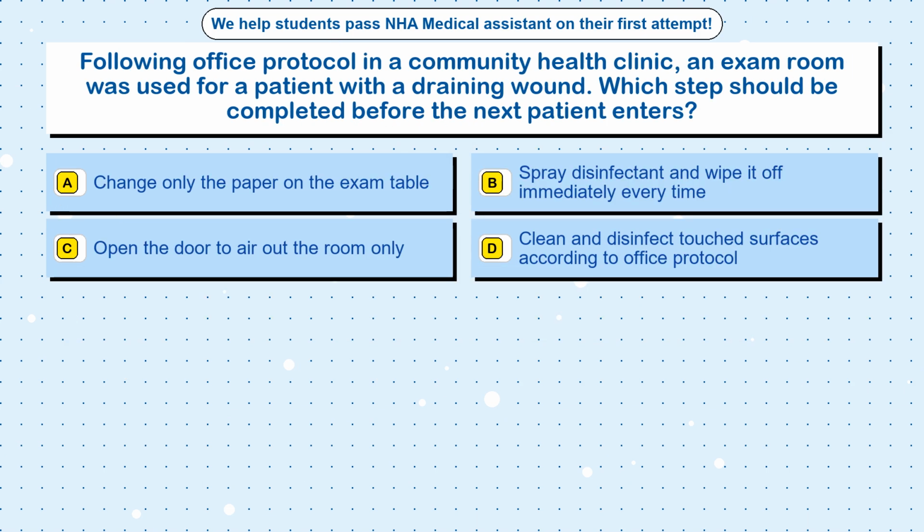Question 31. Following office protocol in a community health clinic, an exam room was used for a patient with a draining wound. Which step should be completed before the next patient enters? Option A, change only the paper on the exam table. Option B, spray disinfectant and wipe it off immediately every time. Option C, open the door to air out the room only. Option D, clean and disinfect touched surfaces according to office protocol.